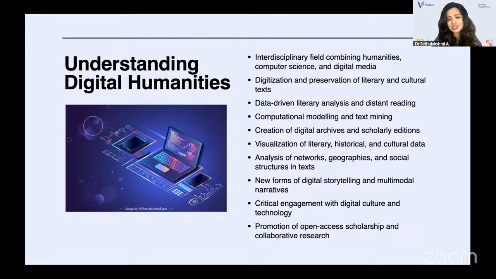Then, of course, this particular field opens up new forms of storytelling. That is so interesting. It opens up new forms of storytelling as well as archiving. Think of interactive literary maps, then digital exhibitions, and again, annotated online editions of novels. All these are wonderful features that you find in digital humanities. So these aren't just aesthetic enhancements, they're scholarly contributions that reshape how we look into literature. So these are some of the terms, and you can look into other aspects as well.